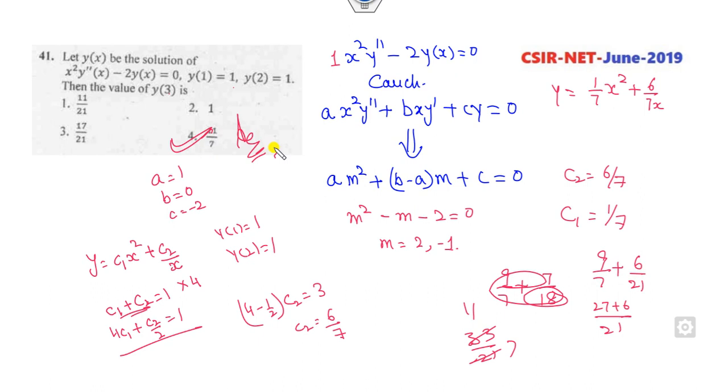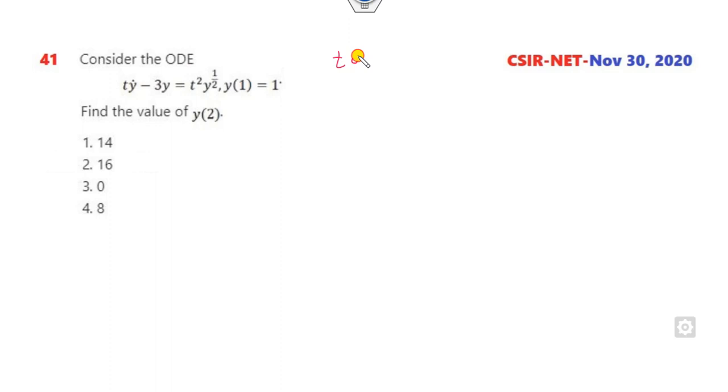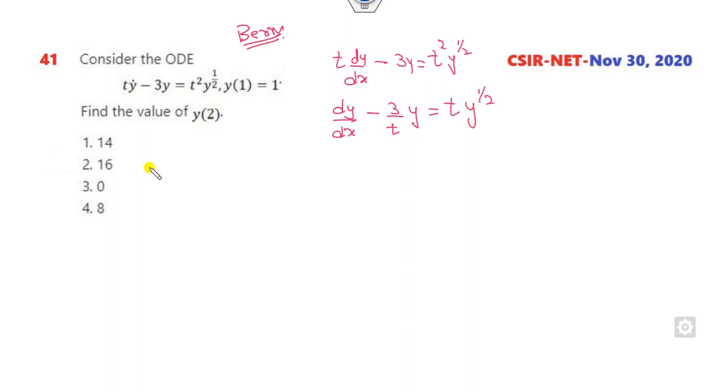Okay, look at the last question. Clearly this is a Bernoulli equation. I will tell you the shortcut tips for the Bernoulli equation as well. What is the tip for you? You can find the integrating factor directly by using this rule: e raised to the power of the integral of P dt, with respect to t, and the solution will be y raised to the power 1 minus n times the integrating factor, equals the integral of (1 minus n) q times the integrating factor.